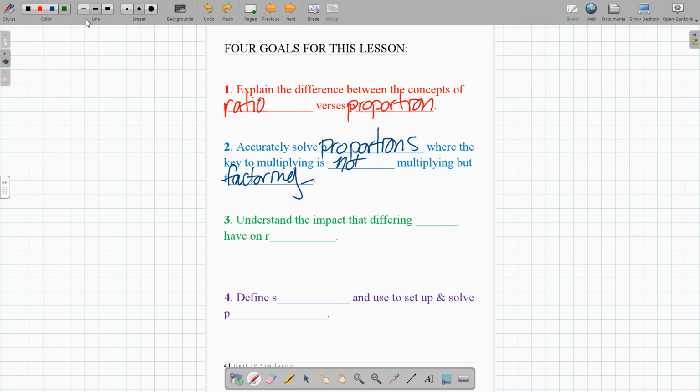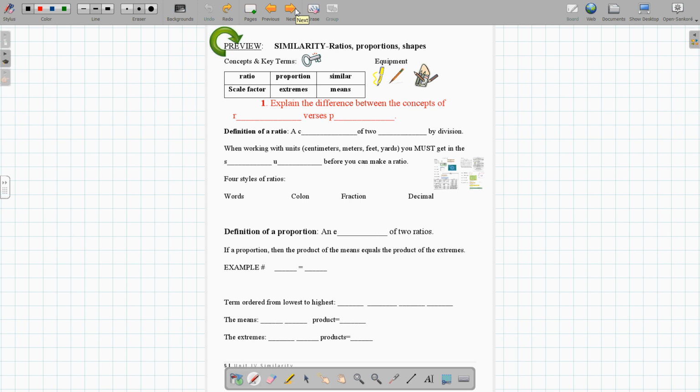3, understand the impact that differing units have on ratios. 4, we're going to define similarity and use it to set up and solve proportions. Those are our 4 goals.